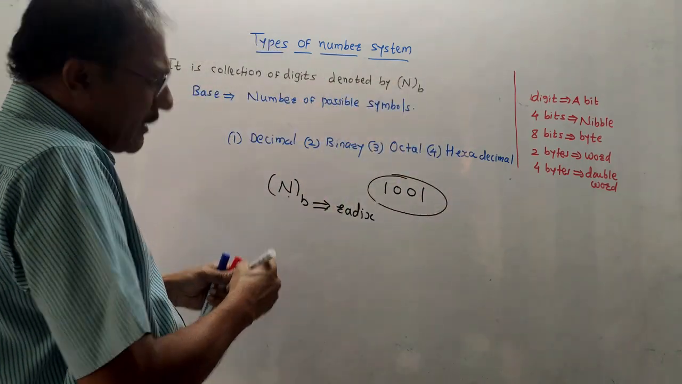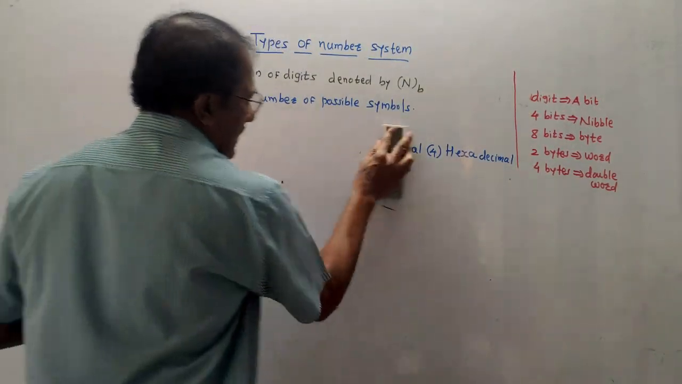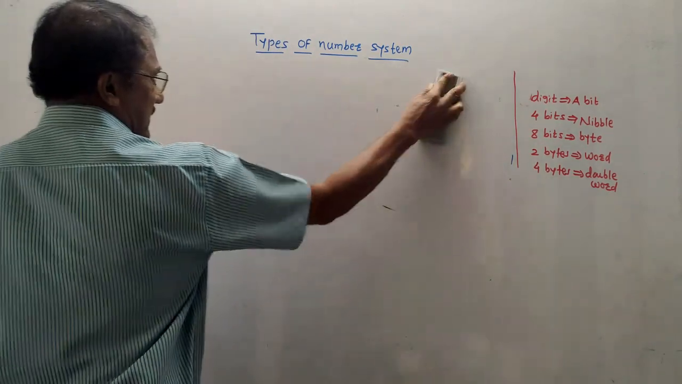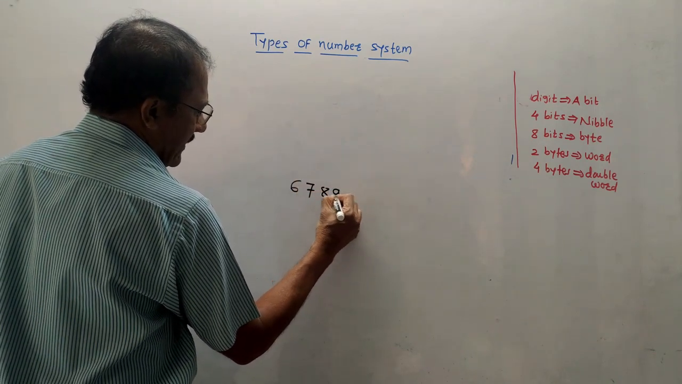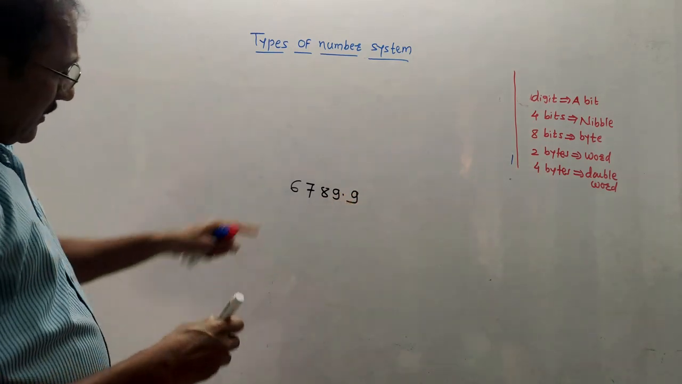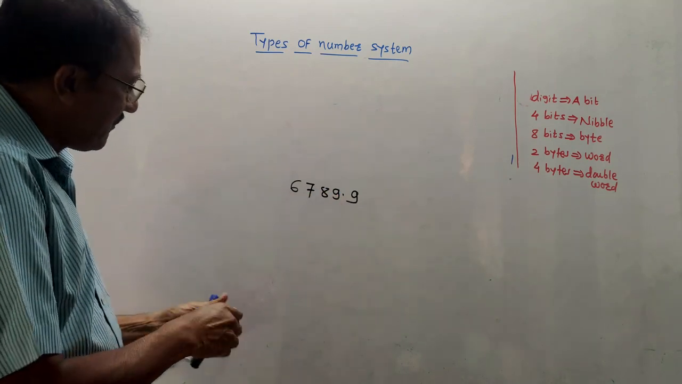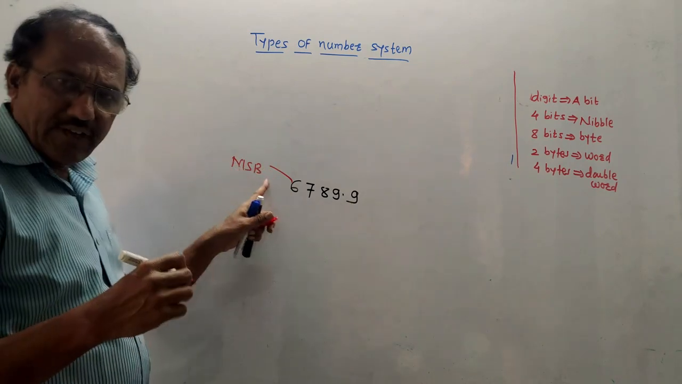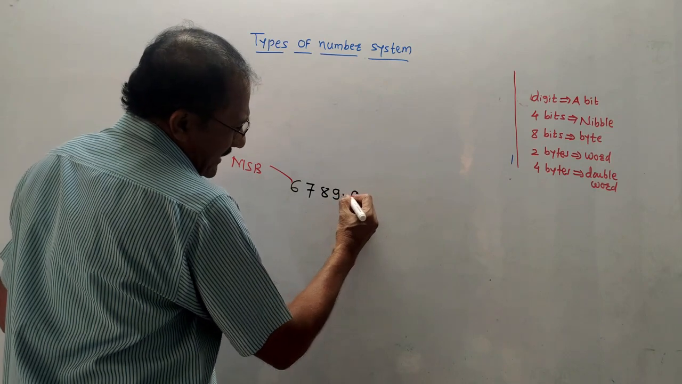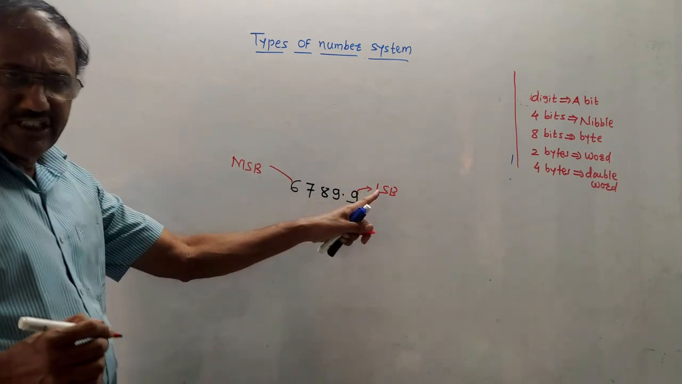Likewise, depending on the base, different systems are there. So without wasting time, let us discuss all the systems. Before discussing the systems, you should know some basics of the number. A very simple thing. Suppose I consider one number, 6789.9. Then this digit 6 at the leftmost side is known as MSB, most significant bit. The digit at the rightmost side is known as LSB, least significant bit.